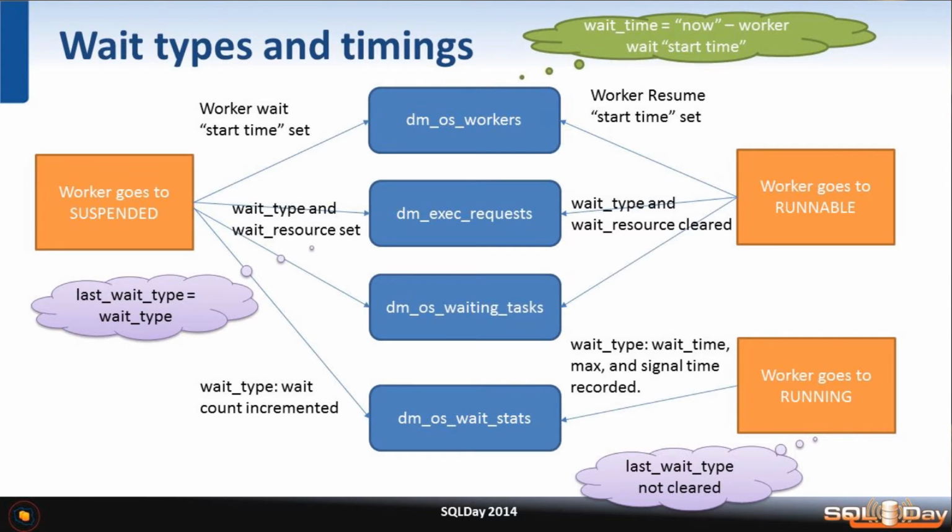Now, you're only going to see the wait type and wait resource in exec requests if it's an actual request. It's a task bound to a worker. Here's the part that is interesting. When we do this, we set the last wait type equal to the current wait type. So whenever you're waiting on a resource, they will always be the same. I'll explain when the last wait type will look different than the wait type in a second. And then we increment the wait type wait count inside this DMOS wait stats DMV. So this is the concept of suspended and how I update these DMVs.